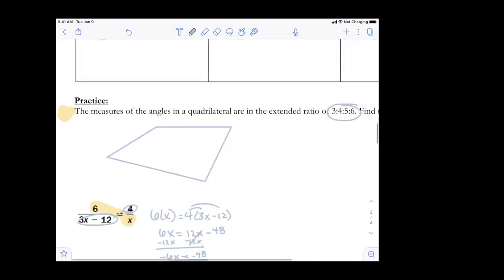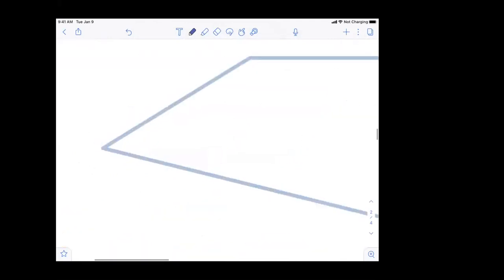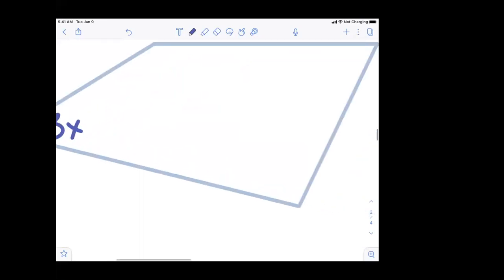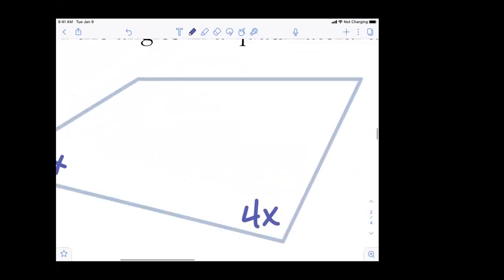You don't have to label it and be like, oh, well, this doesn't look like 3 times something and this is 6 times. I don't care. We're trying our best. So it's in the extended ratio of that. I don't give you any side lengths, so I'm just gonna go around the shape like this. When it's an extended ratio, it means that we've simplified it. So I'm gonna do 3 times x and 4 times x and 5 times x and 6 times x to represent that from this simplified ratio, we had taken out a GCF. That GCF is x. So I've got 3x and 4x and 5x and 6x.